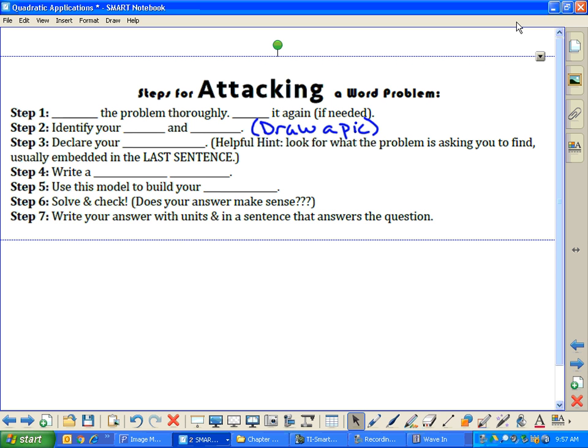Step 7, we write our answer as a sentence when we do word problems. That's so that you can definitely answer the question. Leave no stone unturned. Questions about our steps for today?